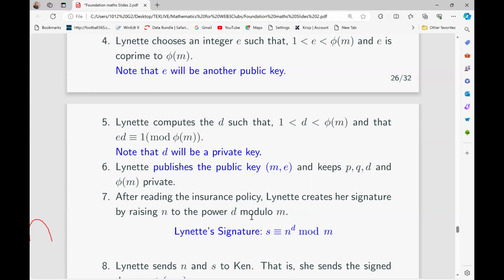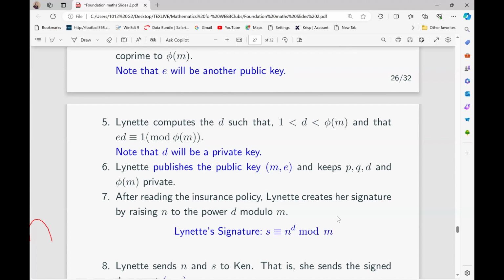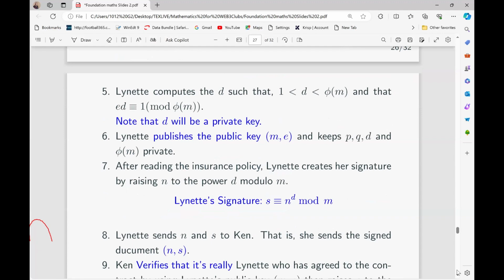Remember, D, we always use it as the decrypting key. But in the digital signatures, we're not using it to decrypt, because nothing has been encrypted. So we just take N, raise it to D. And after N is raised to D, Lynette has now put the signature. That is now the signature.